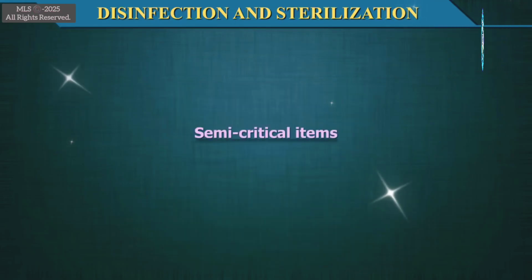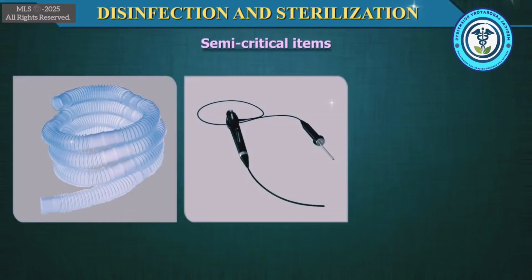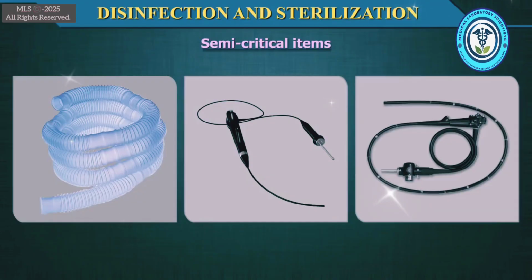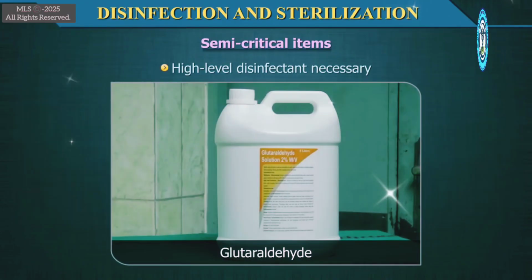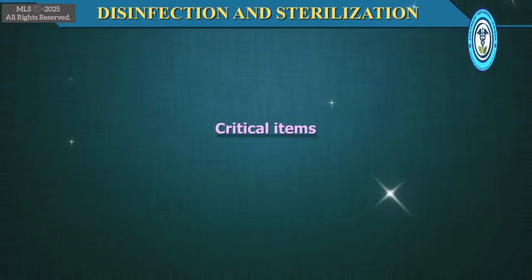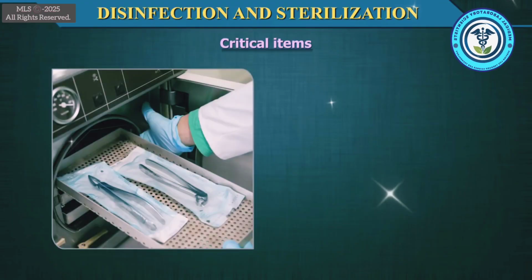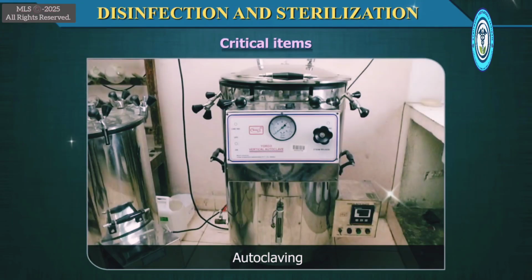Semi-critical items come in contact with mucous membrane and non-intact skin, for example, respiration tubings, bronchoscopes, endoscopes. High-level disinfectant is necessary, for example, glutaraldehyde. Critical items enter tissues or vascular system, for example, surgical instruments and vascular catheters. Sterilization is necessary, for example, autoclaving or ETO sterilization.